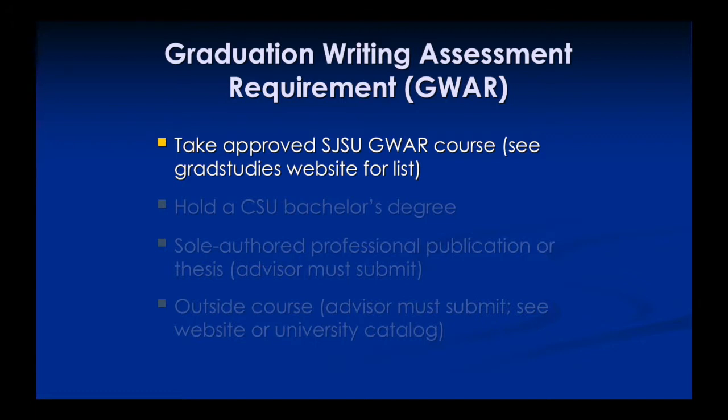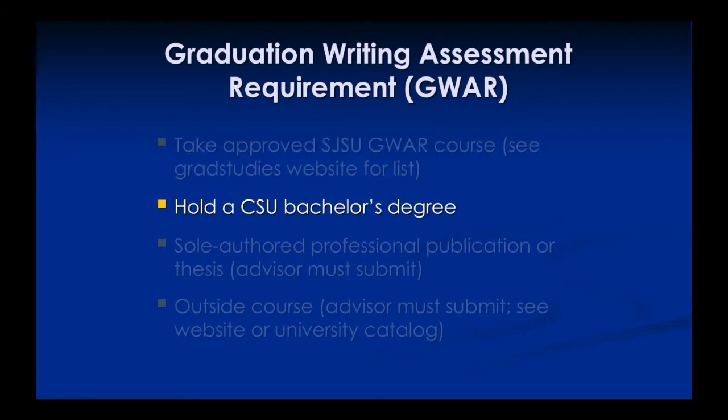There are three different ways. The first way actually is kind of easy. If you have a bachelor's degree from a CSU, it means you took a course called 100W, and 100W satisfies the GWAR at the graduate level. So you won't have to do it.